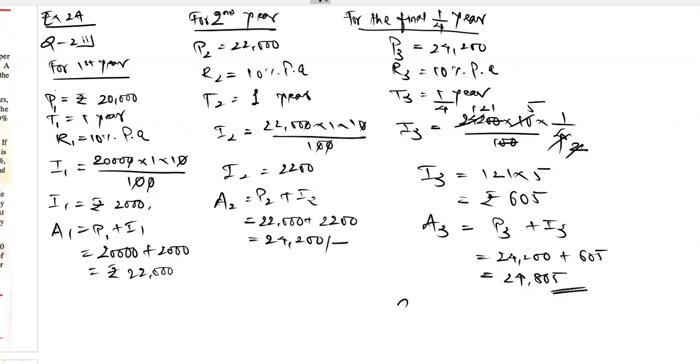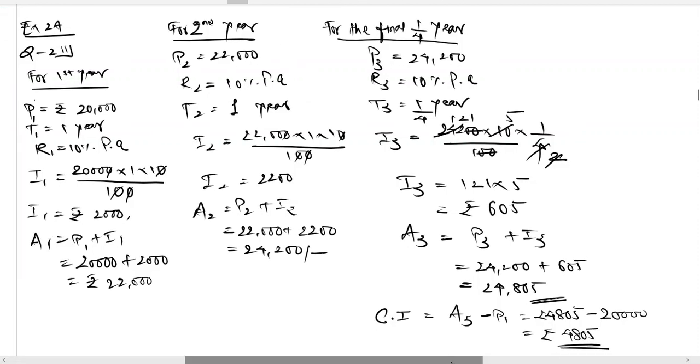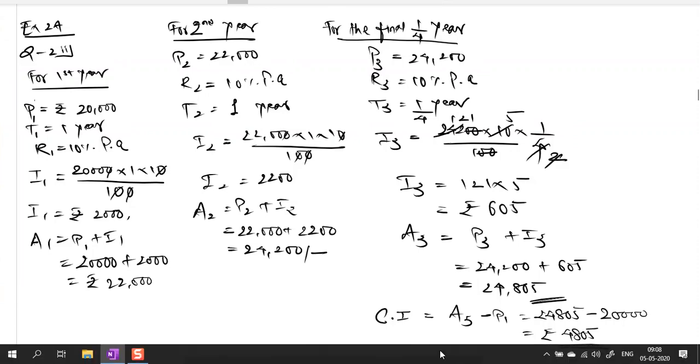This is the final amount, and the total compound interest CI is equal to A3 minus P1, 24,805 minus 20,000, that is rupees 4,805, right? So the amount and compound interest has been found. I checked the answer, it is correct. Let's move on to the next doubt.